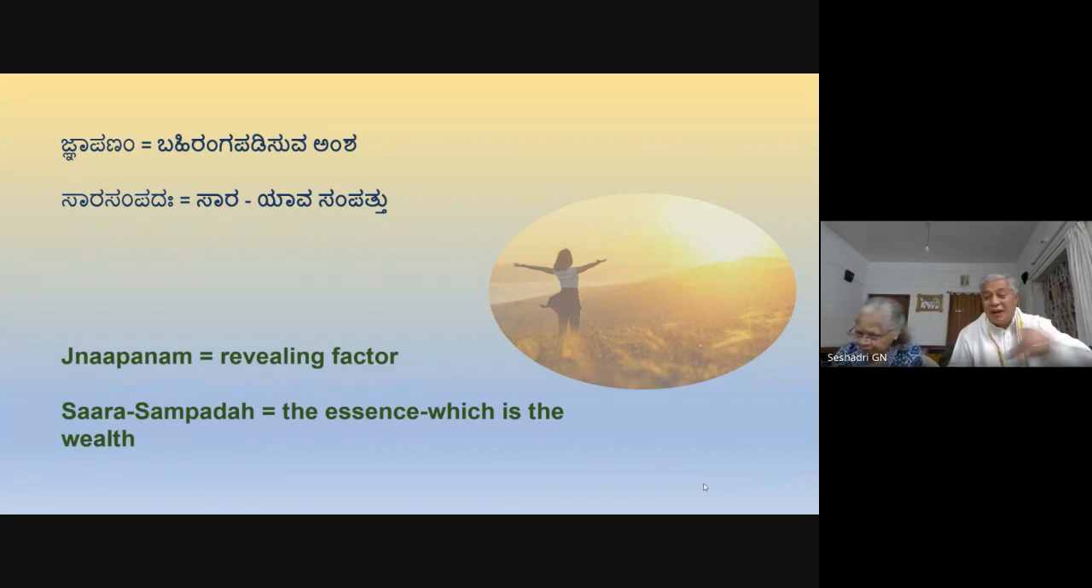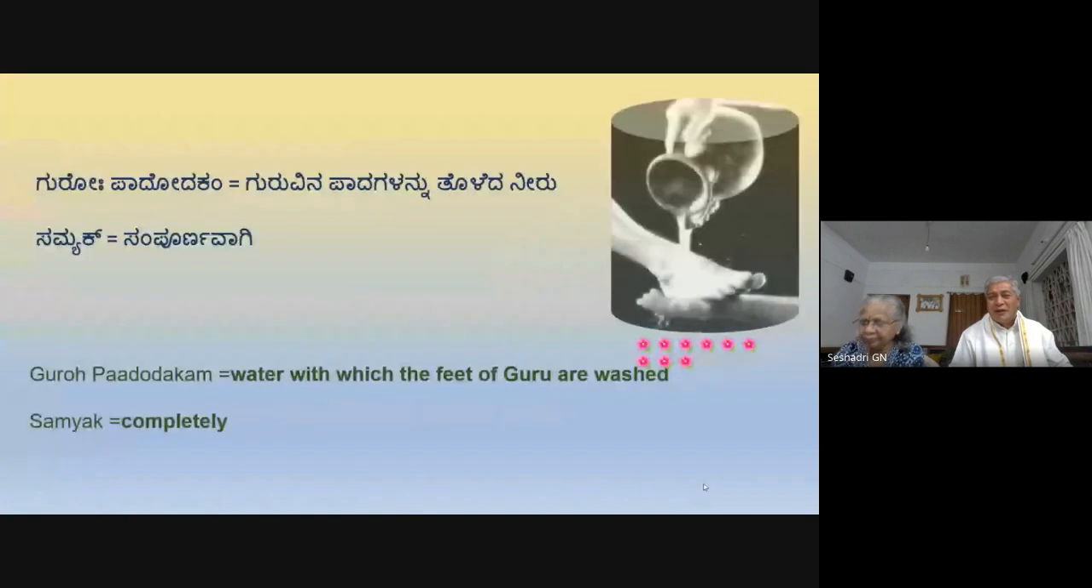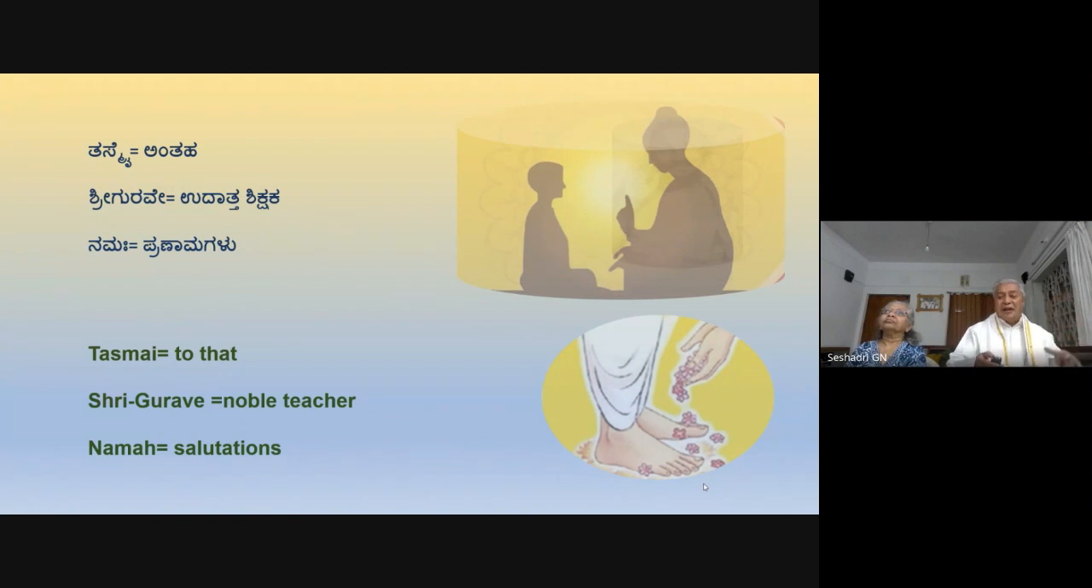So it says, you are not going to be made Brahman, but Guroho padodakam samyak, what does it do? It will reveal to me that there are two aspects. The water from washing the feet of the Guru will dry up the entire ocean of transmigration, and it will give jnanam sara sampada. Having got that wealth, is there any other wealth? The highest wealth, and that we get.